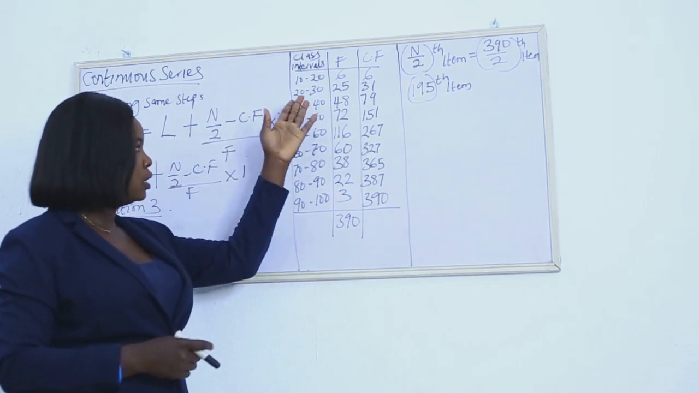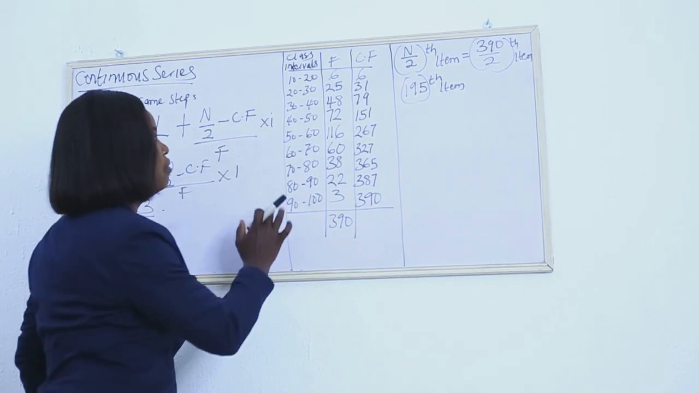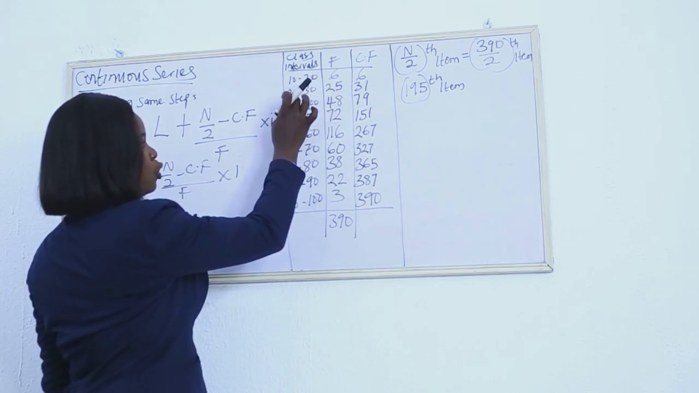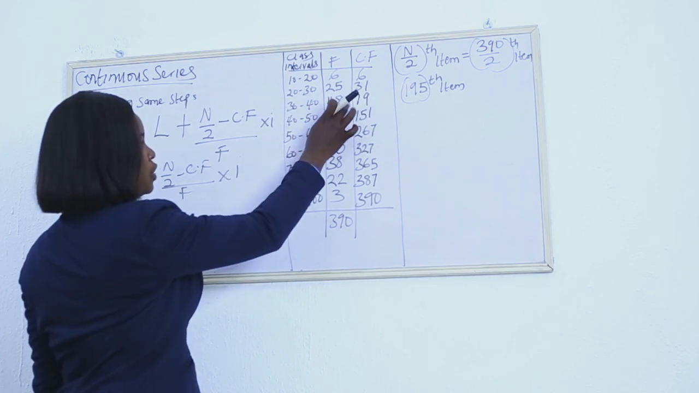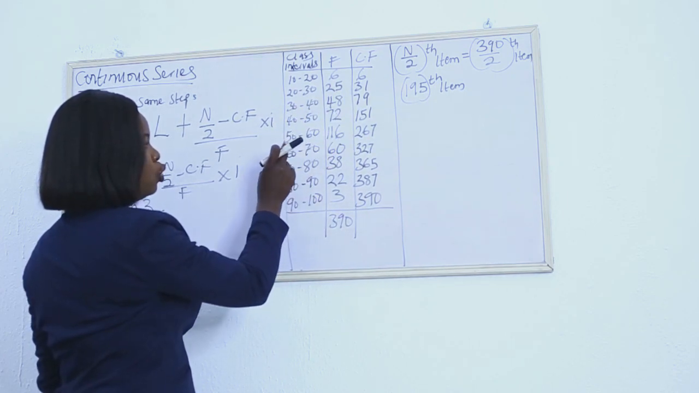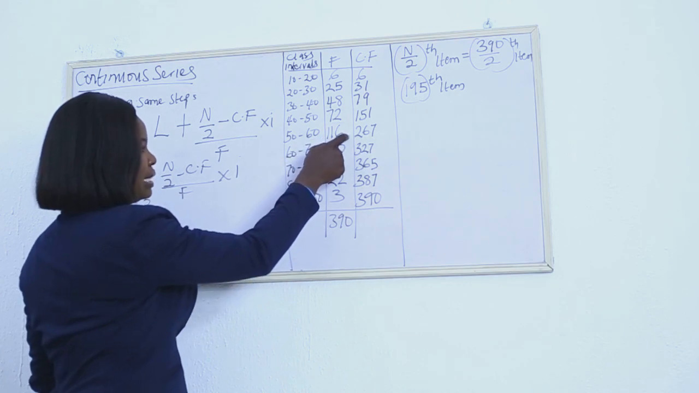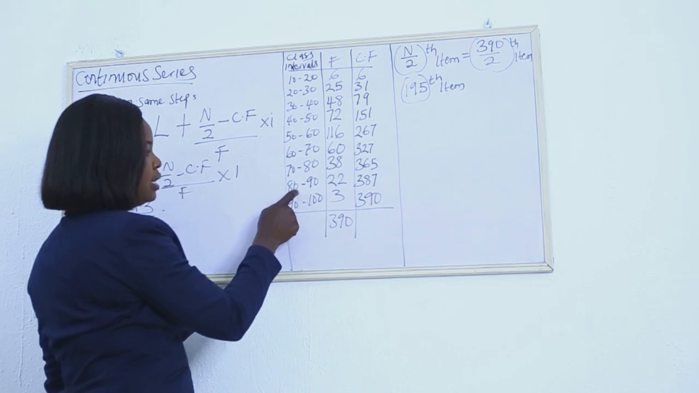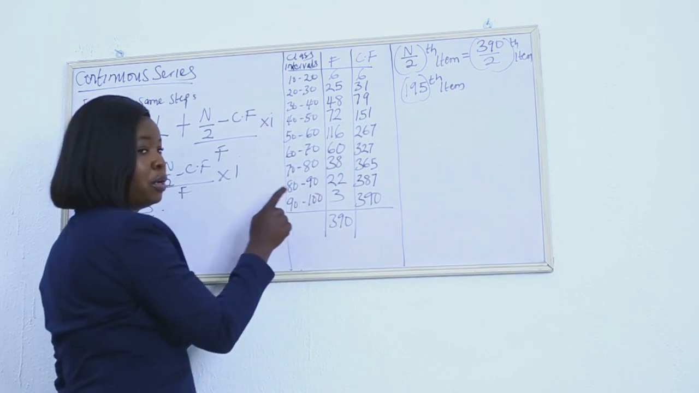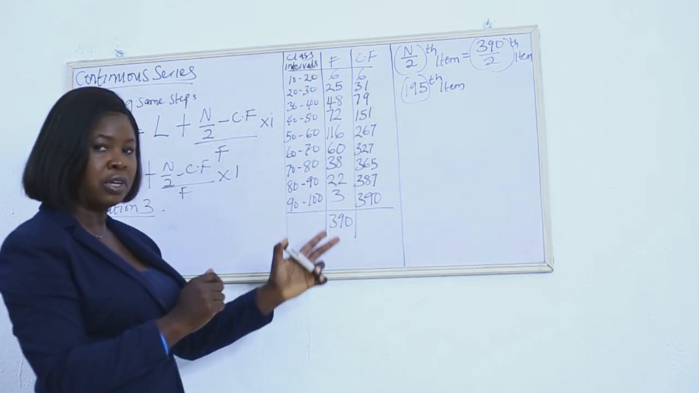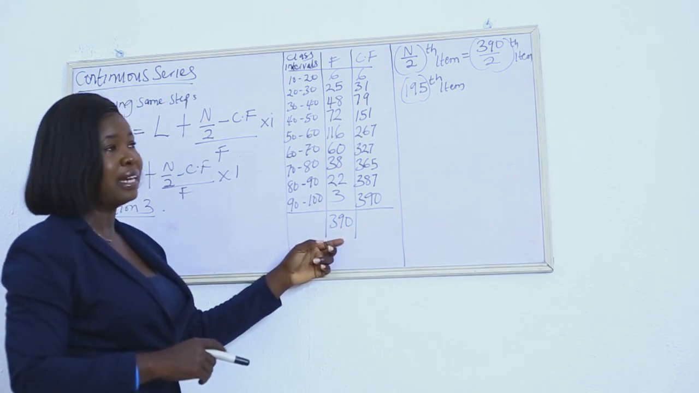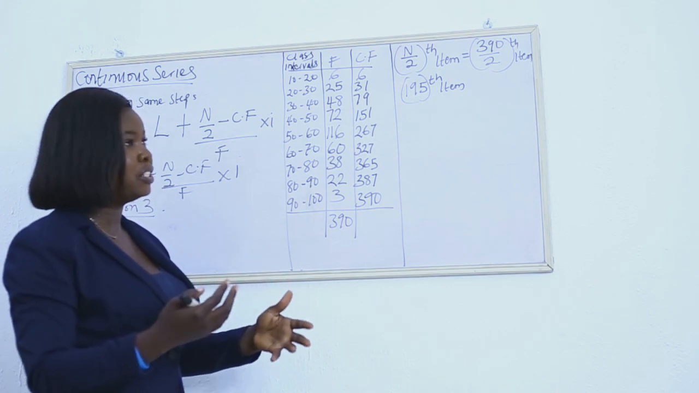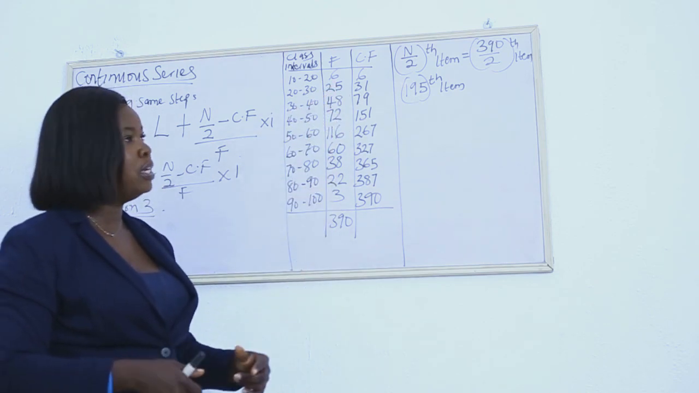So from the illustration, we have our class interval and we have the frequency. 10 to 20 is 6, 20 to 30 is 25, 30 to 40 is 48, 40 to 50 is 72, 50 to 60 is 116, 60 to 70 is 60, 70 to 80 is 38, 80 to 90 is 22, 90 to 100 we have 3. If you add up all the values, it equals 390. But that is not the way to do it. It's a systematic addition, which is what we call cumulative frequency.